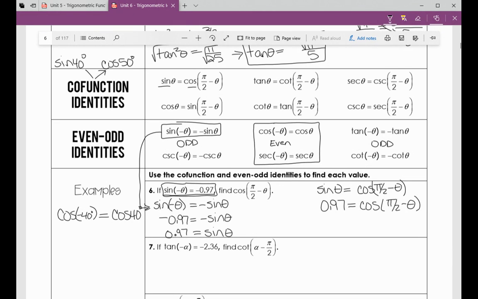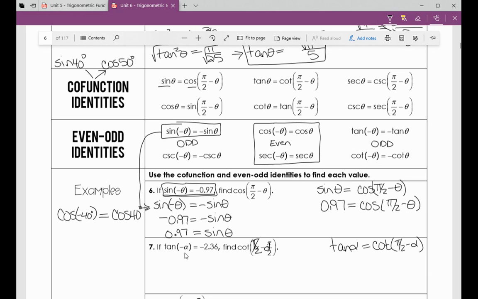All right. In the second one, I need to find cotangent, and this is actually a misprint. This should be pi over 2 minus alpha, so fix that on your paper. They had that backwards. So, according to my cofunctions, tangent alpha would be equal to cotangent of pi over 2 minus alpha. Y'all agree? Doesn't matter if it's theta, alpha, x. Greek letter, English letter, does not matter. Okay, so that's the outcome.